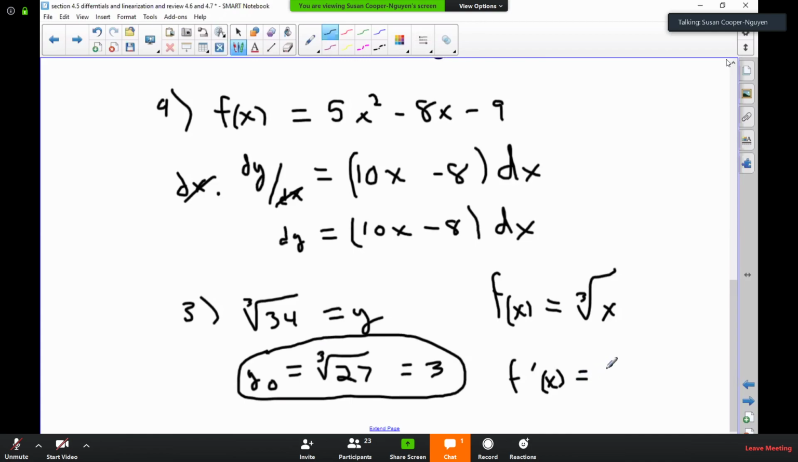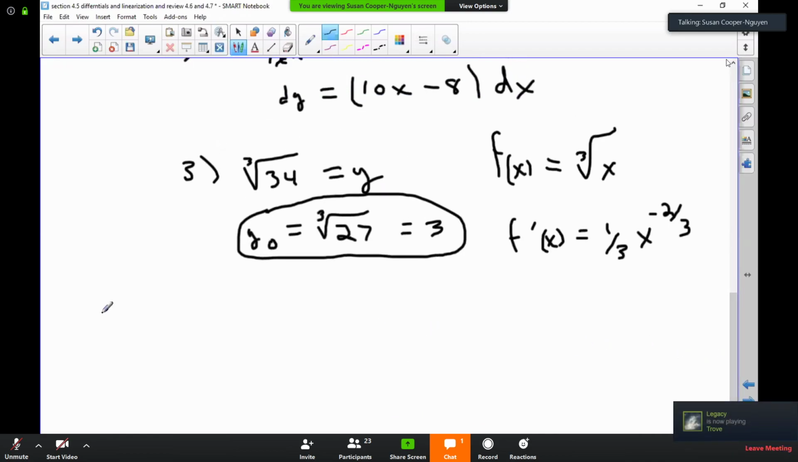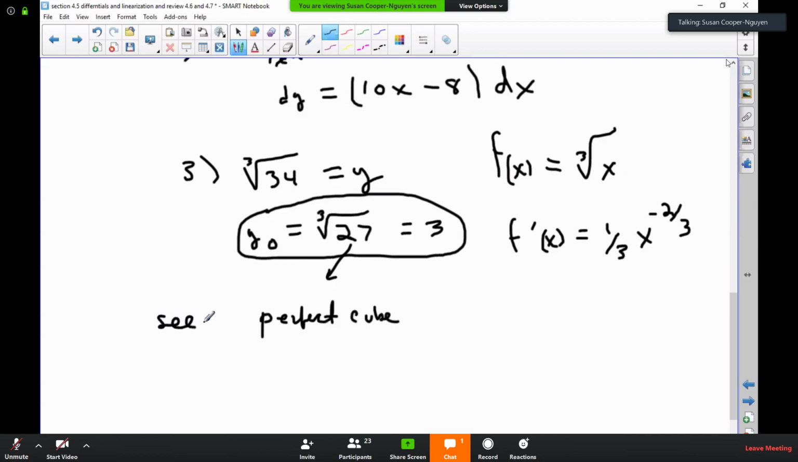Well, its derivative is 1/3 x to the negative 2/3. Now this is kind of neat. What happens if I take that, and let me put here my PC, my perfect cube. I'm going to mental map this out here. If I take my perfect cube, I'm going to call it my seed or my guess. And let's say I call that my x, or my x naught even.